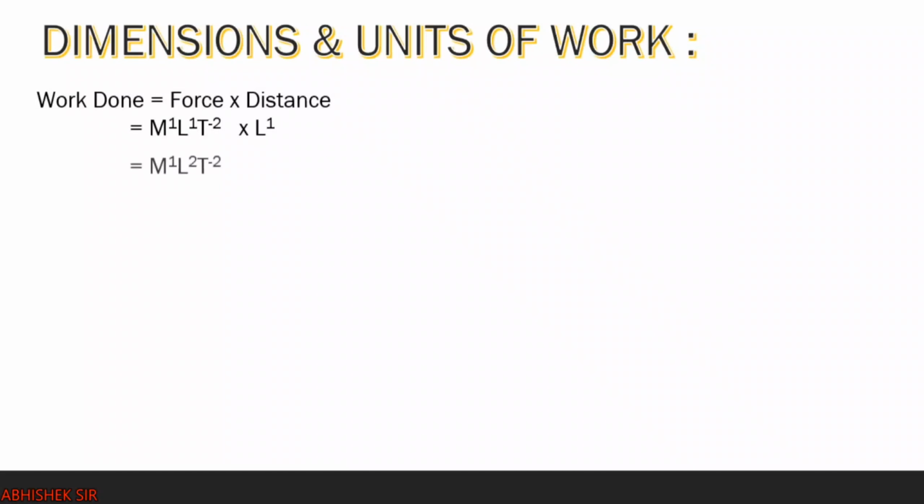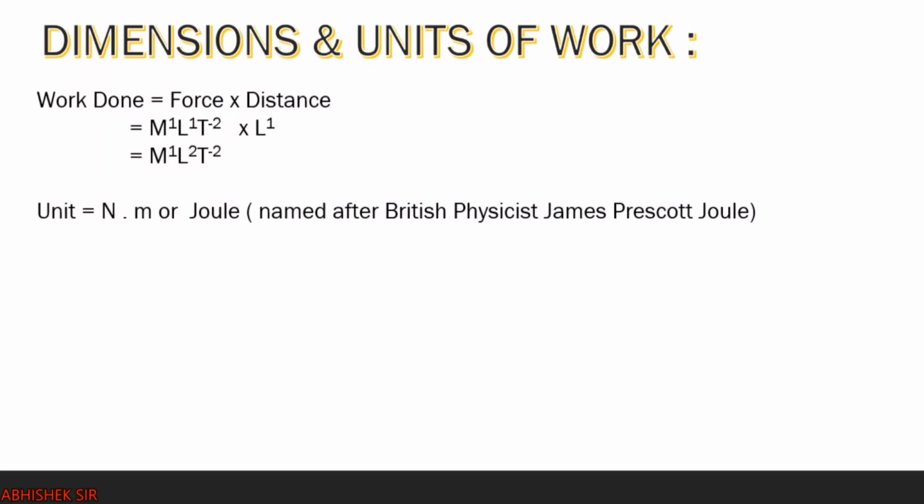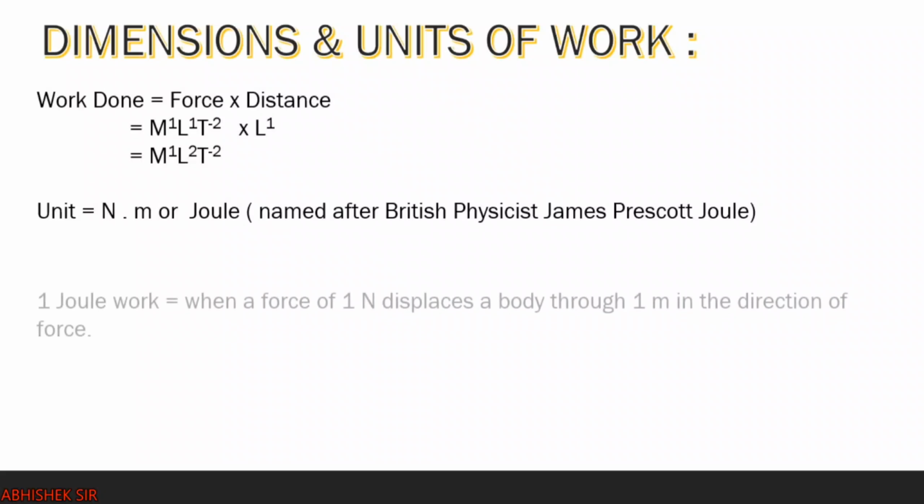Now, dimensions and units of work. Work done equals force into distance. We know that the dimension of force is M1 L1 T minus 2, into L1, the distance. So only L is to be added, and that will be M1 L2 T minus 2. So this is the dimension of work. What is the unit? Newton into meter, because force is in Newton and distance is in meter. Or we have a special unit named after the British physicist James Prescott Joule. So we name Newton meter as Joule.